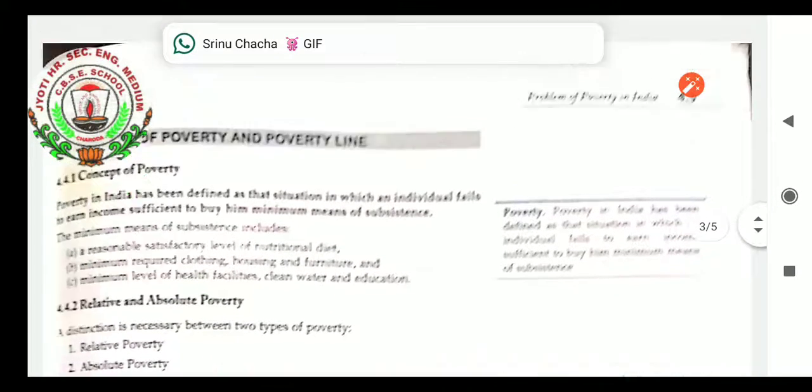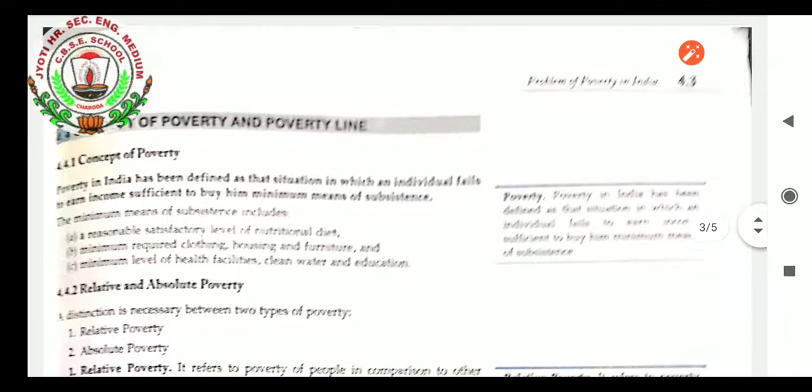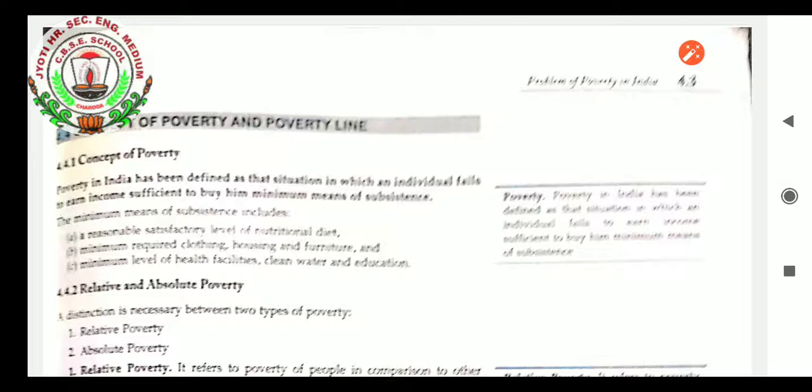Concept of poverty and poverty line, when we talk, students. The concept of poverty says that poverty in India has been defined as that situation in which an individual fails to earn income sufficient to buy his minimum means of subsistence like food, clothing, etc. That is known as poverty. So in India, it is a situation in which an individual fails to earn such that he can purchase his minimum needs. The minimum means of subsistence includes a reasonable, satisfactory level of nutritional diet, minimum required clothing, housing and furniture, etc. Minimum level of health facilities, clean water and education.